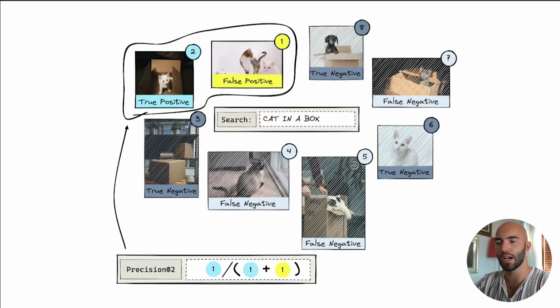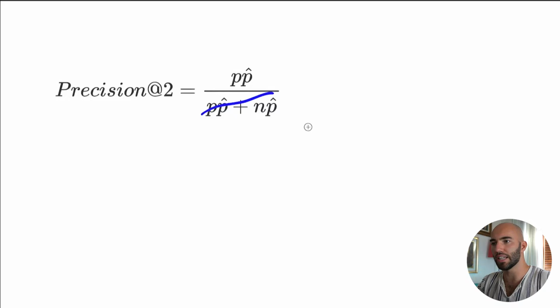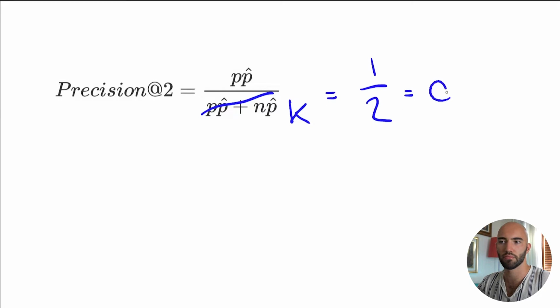Now let's return to our cat in a box example. In this case, we've returned 2 items here, so the denominator is everything we've returned, e.g. k, and we've returned 1 relevant item, so it's just 1 over 2. So we replace this with k, and then 1 over 2. It's pretty simple. That's precision, and precision is the first component of mean average precision.